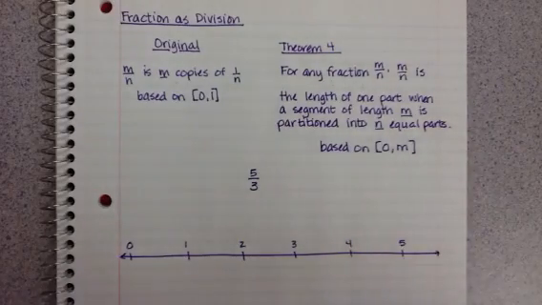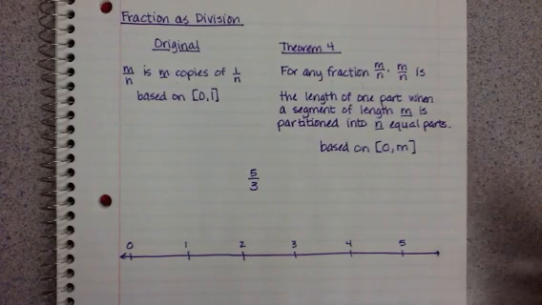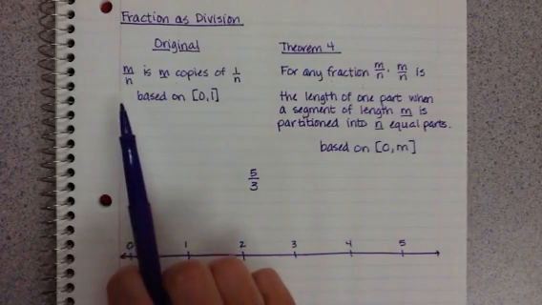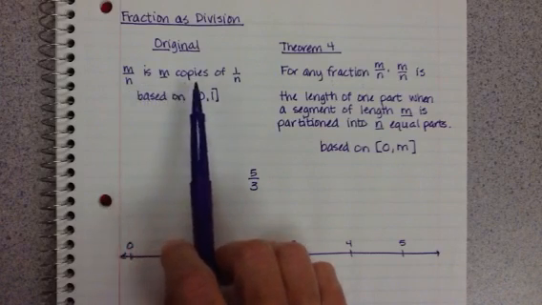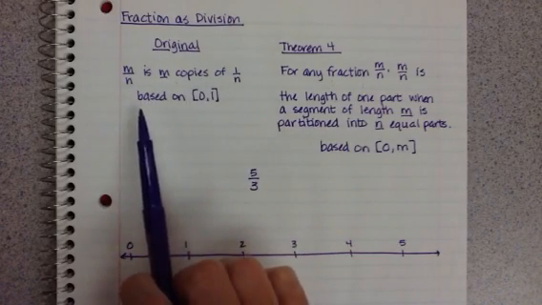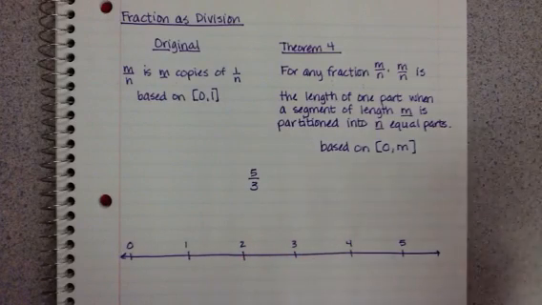Okay, we're going to wrap up our talk on equivalent fractions by looking at our last part, which is fraction as division. And this is the first time we've actually used the word division. But let's take a look at the original definition of what a fraction is. We have written down from before, m over n is equal to m copies of 1/n. That was based on knowing the unit segment, which was 0 to 1.